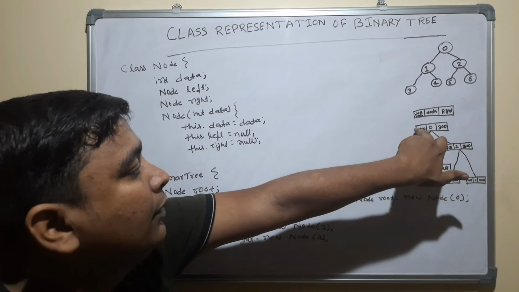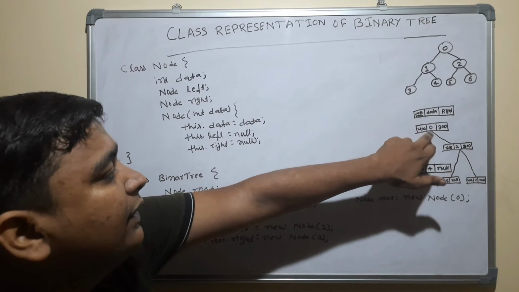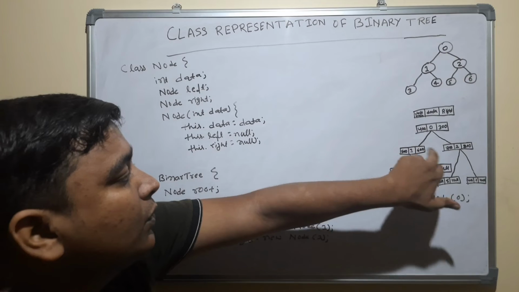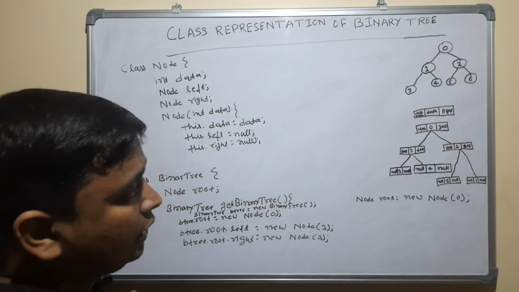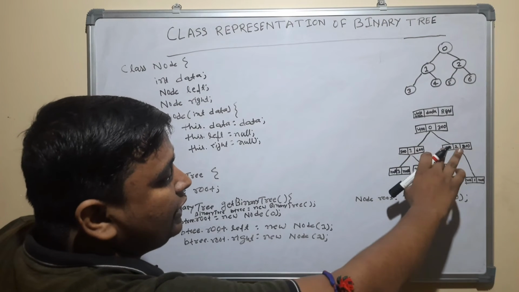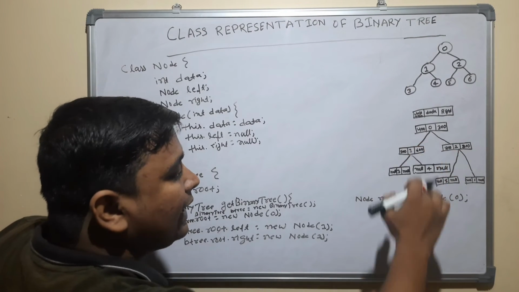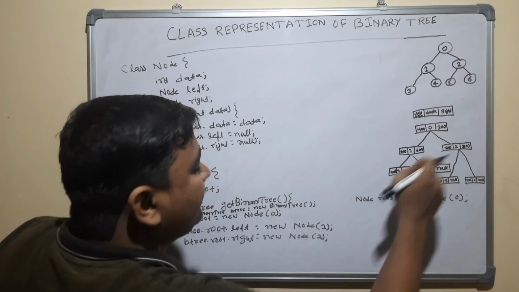We have created root. When we created root the first time, it was null value. Then again this null value I have reinitialized with this node, and the right value will be initialized with this node. Now this left and this right as of now are null. So this left and right again we reinitialize with these two nodes.